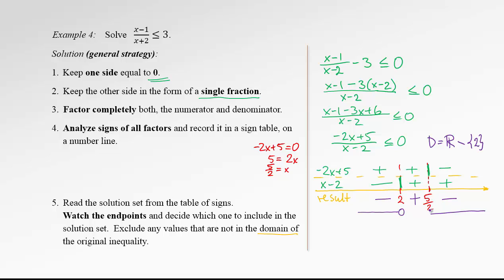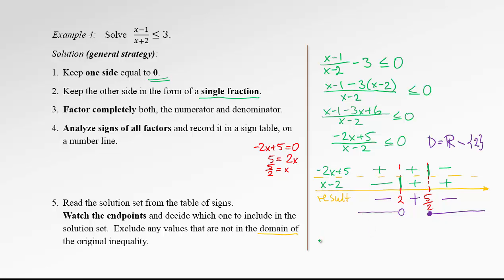What about 5/2? Well, 5/2 is in the domain. Also, 5/2 will make the left-hand side expression equal to 0. Since we have equation included in our inequality, we are okay to have left-hand side equal to 0. 0 is allowed because equation is included. Therefore, we take this point as one of the solutions. We include it in the solution set.